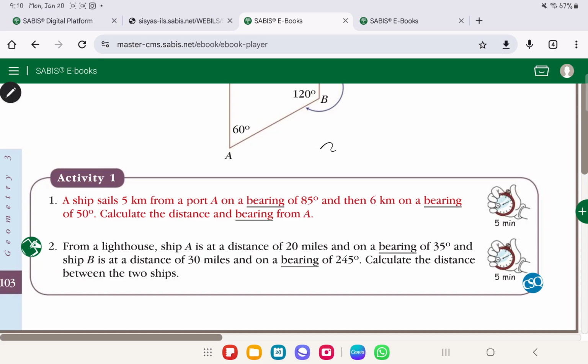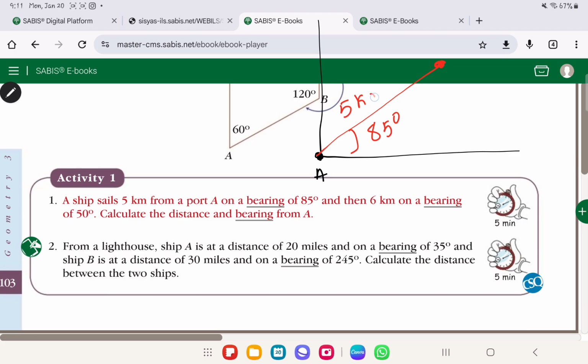They told us a ship sails 5 kilometers from port A. So let us say this is port A. We will draw it like this. And then they told us that a ship will sail 5 kilometers from port A at a bearing of, sorry, not 58, 85 degrees. You can put the bearing in whichever direction you want as long as it helps you understand. So a distance of 5 kilometers at a bearing of 85 degrees.